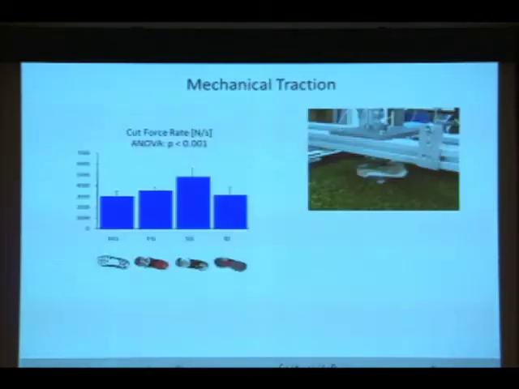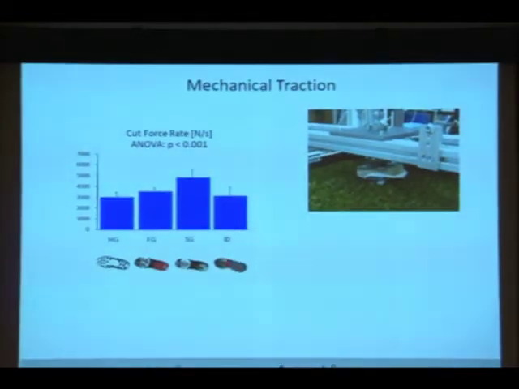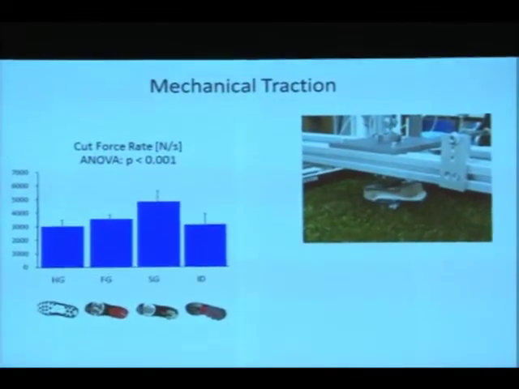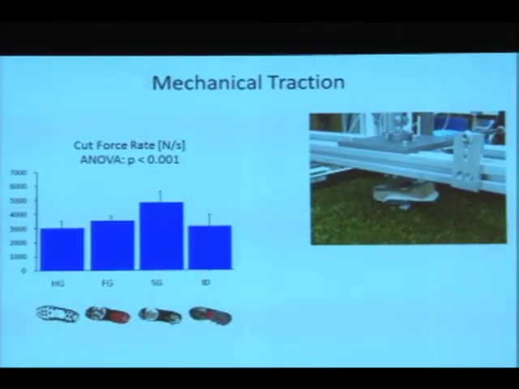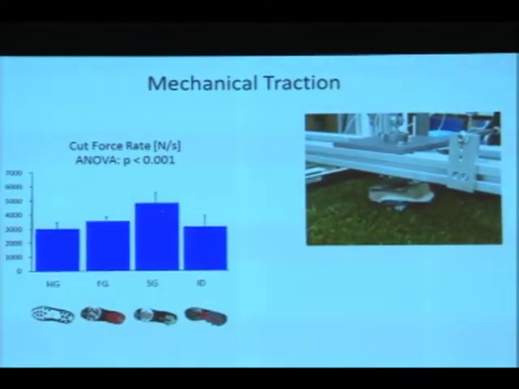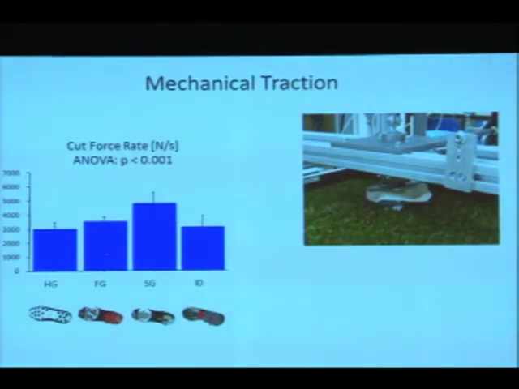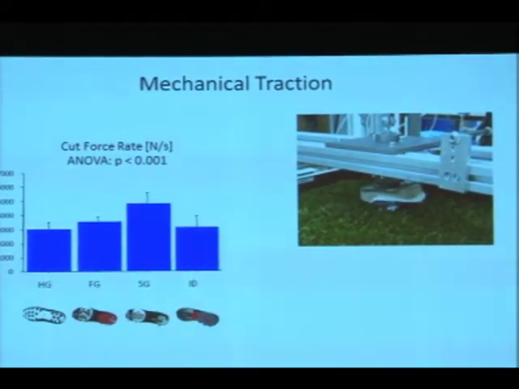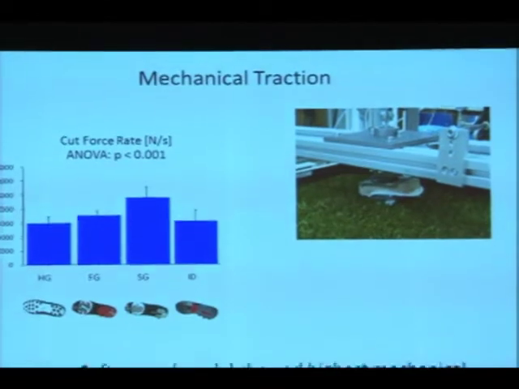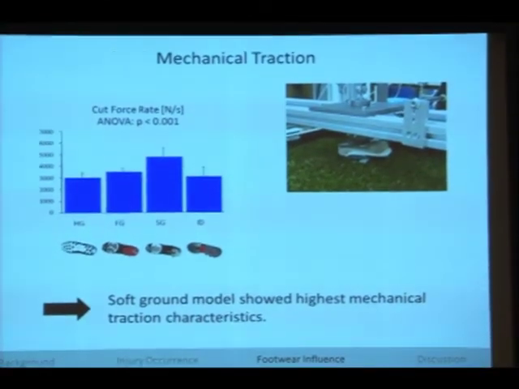This was the first round, and what I would like to point out at the beginning is the mechanical traction that we measured, and for the soft ground design, we had highest mechanical traction. The cut force rate, newtons per second, was clearly higher than for the hard ground, firm ground, and for the innovative design, that's what it's called here. So we see the firm ground was slightly higher, and between the hard ground and the innovative design, almost no difference. So we had high mechanical traction for the soft ground model, which we should keep in mind when going on.